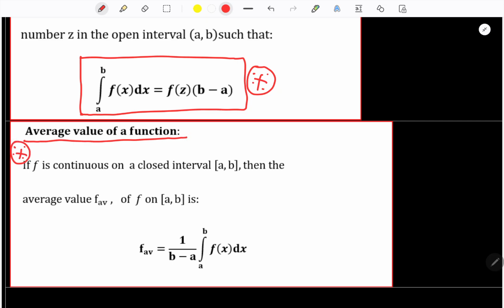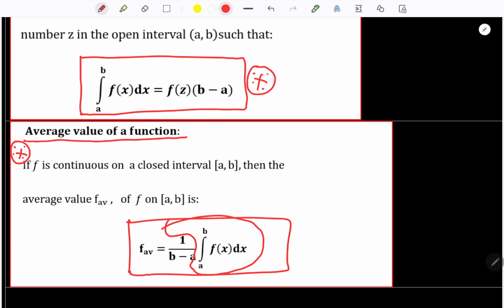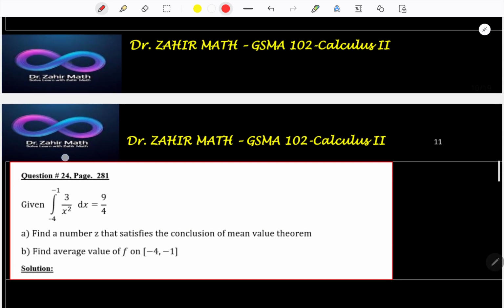This is also very important. What is the formula? 1 divided by b minus a times integral a to b f of x dx. This is the formula. Look at this part, integral a to b f of x dx. When I cross multiply, you will get b minus a. So f of z is nothing but the average value, you can say like that.